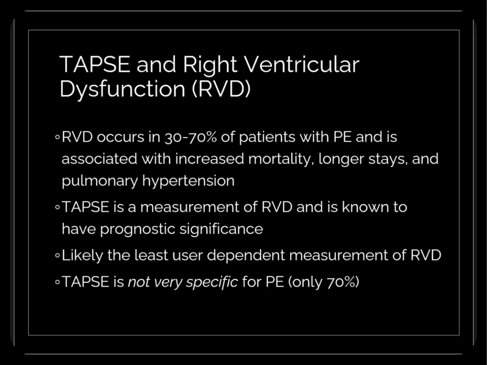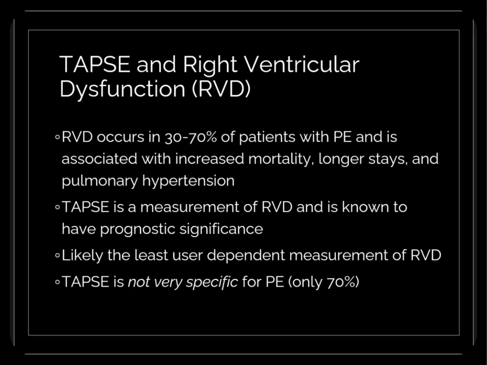So let's talk about TAPSE and right ventricular dysfunction. Right ventricular dysfunction occurs in 30 to 70% of patients with pulmonary embolism, and we know that based on the literature that it's associated with increased mortality, longer hospital stays, and the development of pulmonary hypertension. The tricuspid annular plane systolic excursion, or TAPSE, is a measurement of RV dysfunction, and it's known to have prognostic significance.